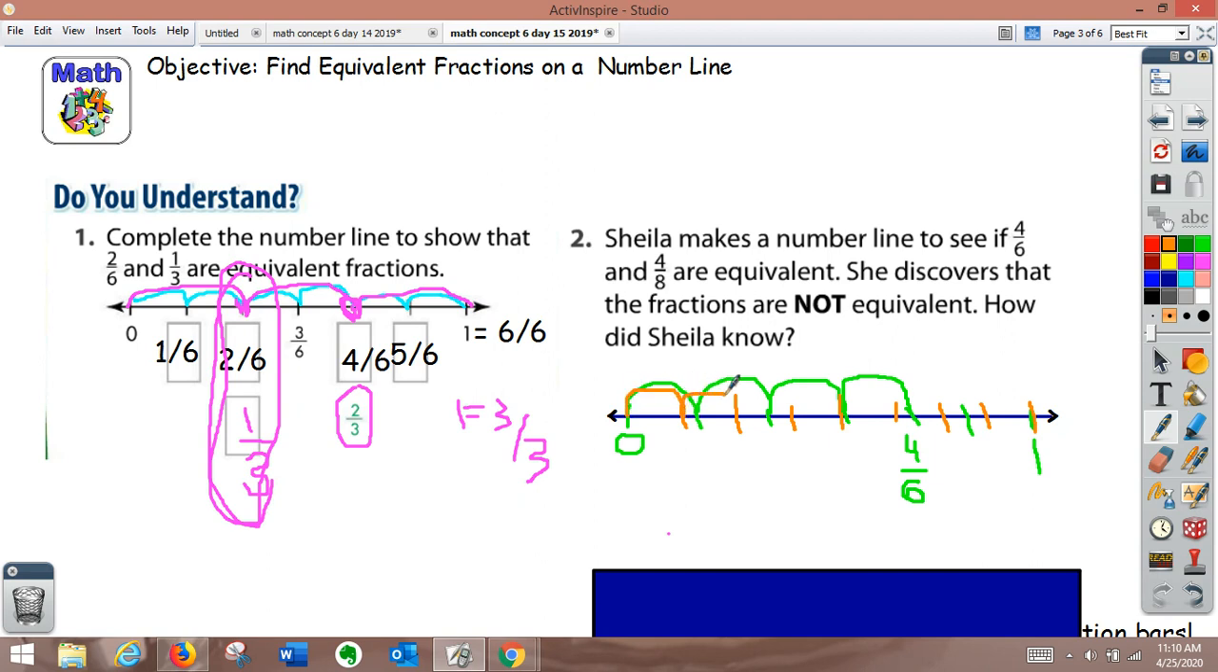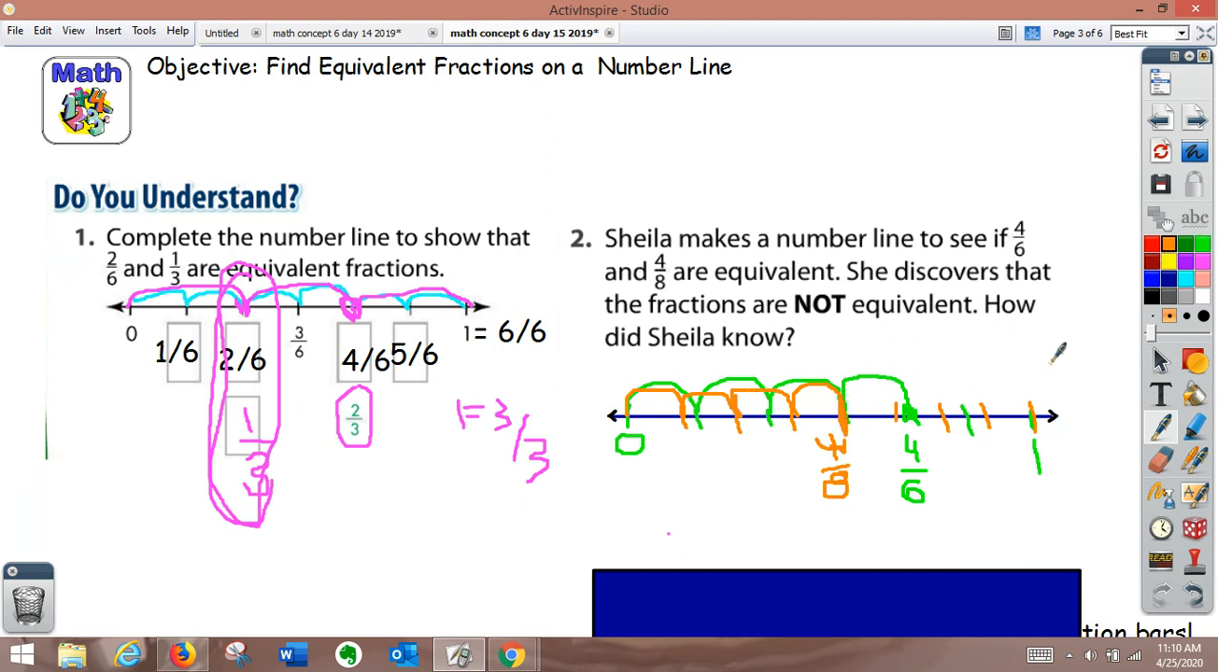So I'm going to do my 4 hops. There's 1, there's 2, there's 3, and there's 4. Let's label that. Oh, it's supposed to be a 4/8. They're not equivalent. They're not the same. 4/6 is over here, isn't it? 4/6 is right on this point. 4/8 is back here on this point.